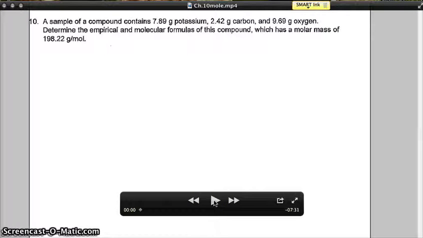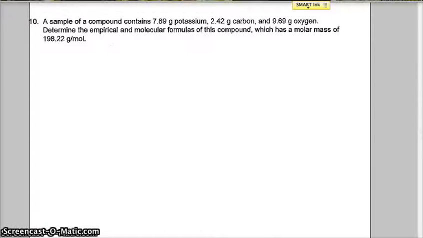Okay, so this is problem 10 in your study guide, and this is chapter 10, talking about the mole. This problem says a sample of a compound contains 7.89 grams of potassium, 2.42 grams of carbon, and 9.69 grams of oxygen. And we need to determine the empirical formula and the molecular formula of the compound. So we're going to do the empirical formula first.